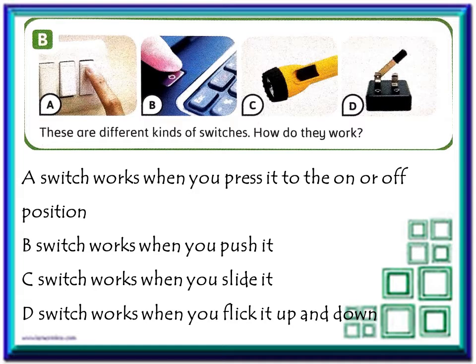How do they work? In picture A, the switch works when you press it to the on or off position. B switch works when you push it. C switch works when you slide it. And the D switch works when you flick it up and down.